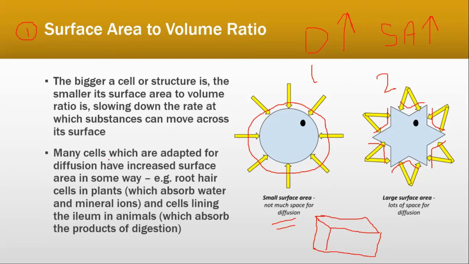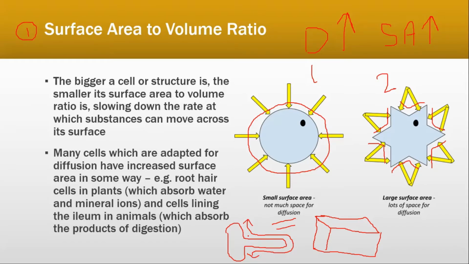Many cells which are adapted for diffusion have increased surface area in some way. For example, the root hair cells in plants. We studied that we have the root hair cells. They are shaped like this, and they have an extended surface area from here to here. You can see they have an extended membrane here that helps increase the surface area.